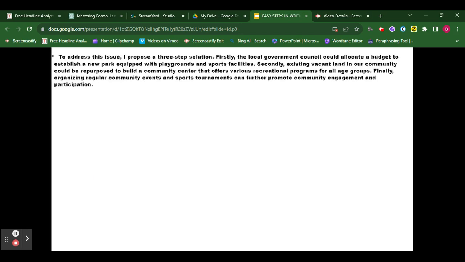To address this issue, I propose a three-step solution. Firstly, the local government council could allocate a budget to establish a new park equipped with playgrounds and sports facilities. Secondly, existing vacant land in our community could be repurposed to build a community center that offers various recreational programs for all age groups.